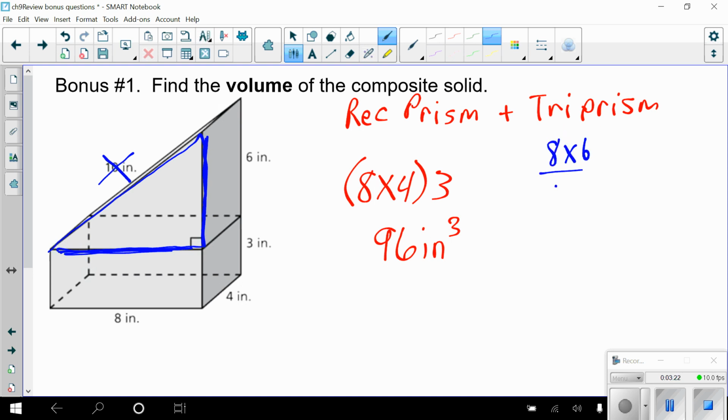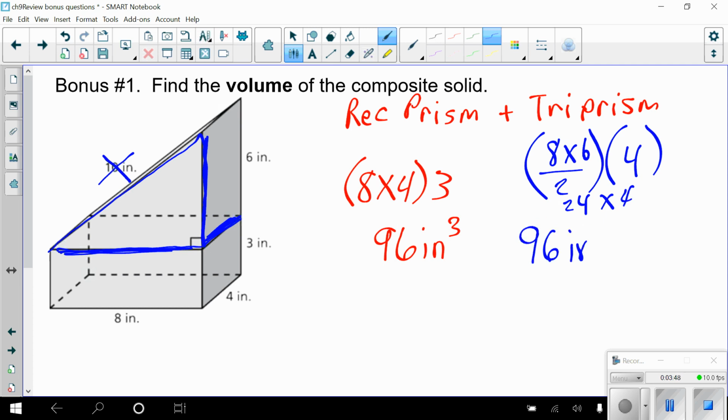Triangles are divided by 2. That's the area of the base, the big base. Then we multiply it by the height of the prism. And the height of the prism is actually right there. That is a 4. So this is 48 divided by 2. That's 24. 24 times 4, excuse me, that is 96 inches cubed. We have to find the volume of the composite solid, so we need to add these two together. So the volume is going to equal 96 plus 96, and I believe that is 192 inches cubed.